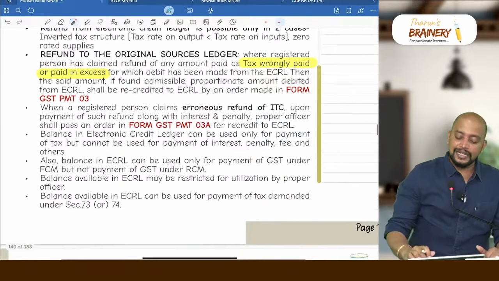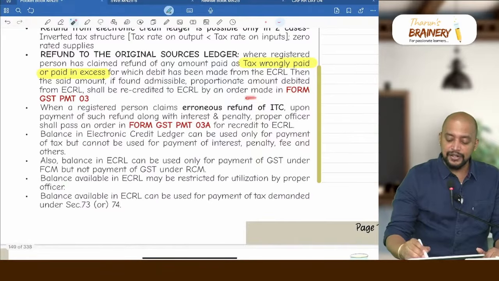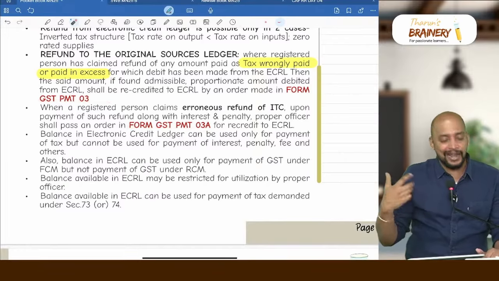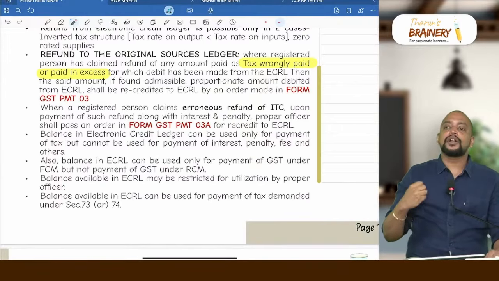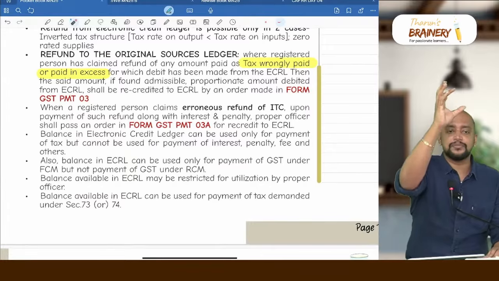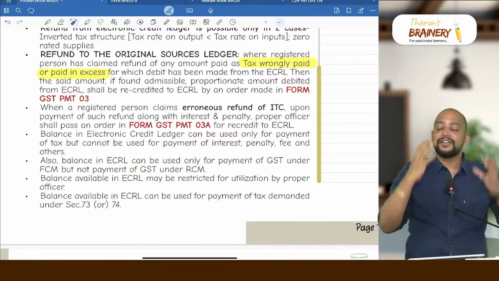Then for that refund into credit ledger, they will be using form PMT3, and there is form PMT3A. What is that? First, we have got a refund of ITC, a refund of unutilized ITC. Erroneously we claimed a refund of ITC, and we have got it as a refund.